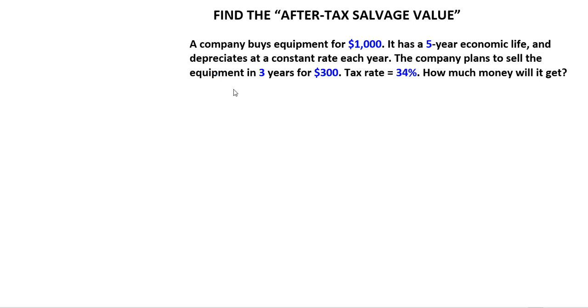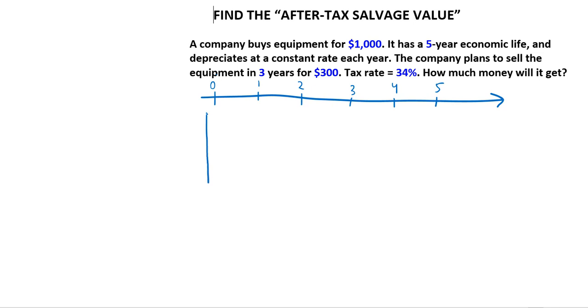So what is going on here? Let's start with a timeline and mark here 0, 1, 2, 3, 4, and 5, right? That's the 5-year economic life of the equipment that we are purchasing. Today, the equipment is worth $1,000, right?